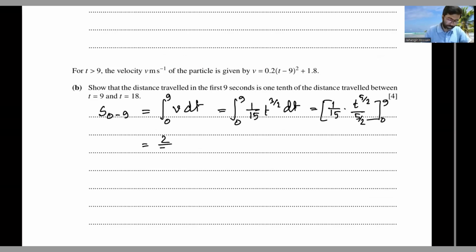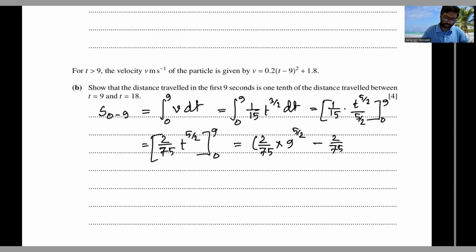That gives 2 by 75 e to the power 5 by 2. If we substitute 9, we have 2 by 75 times 9 to the power 5 by 2, minus 2 by 75 into 0 to the power something, which is 0. So this is equal to 6.48. 6.48 meter, that is the distance traveled.